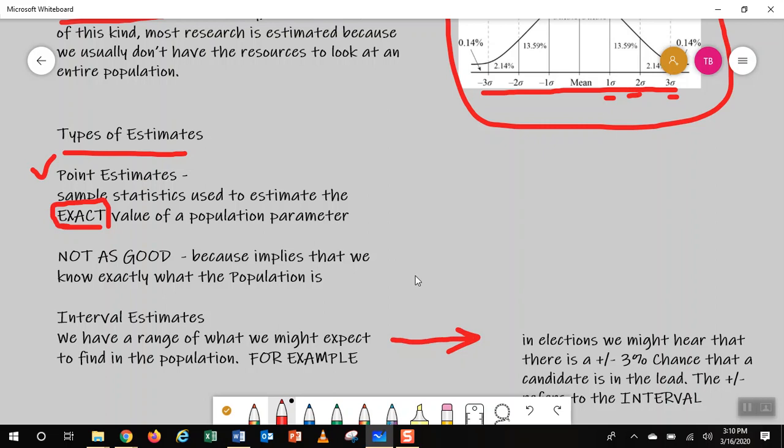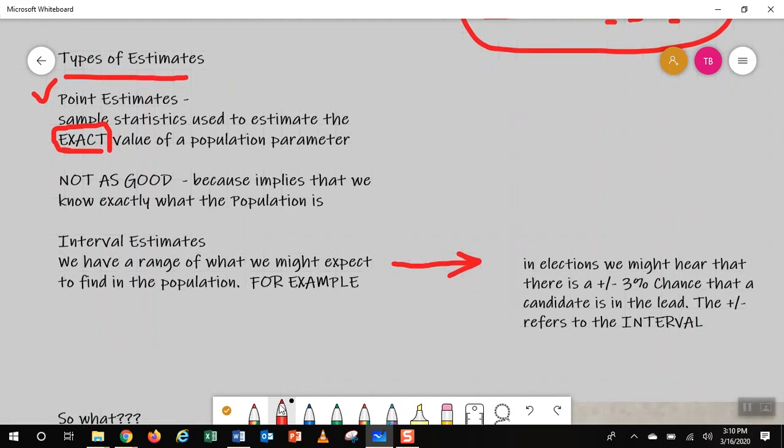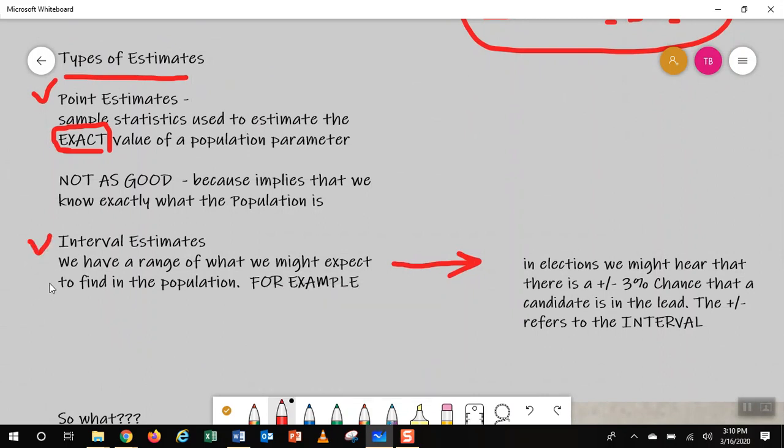However, the way we might control for this, and we've probably seen something like it, is interval estimates. Interval estimates give a range of what we might expect. For example, in elections we might hear that 83% of people say they're going to vote for a candidate, and you always see something like plus or minus 3%.